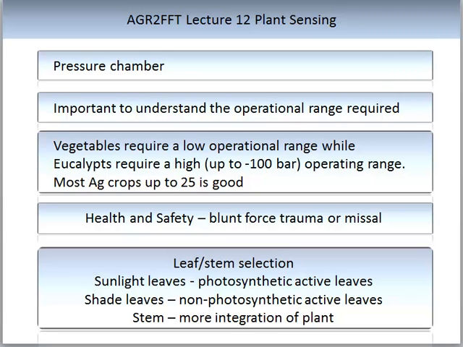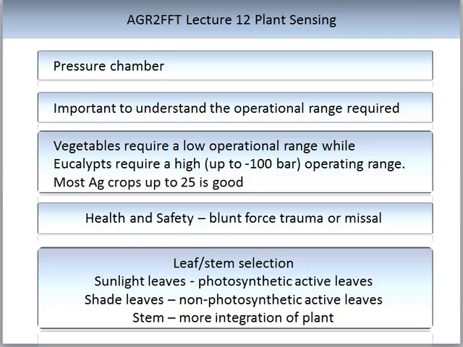From a health and safety perspective, one of the issues with this particular sensor is that it can cause blunt force trauma or missile. That is because it is under pressure, hence the nickname pressure bomb. If the lid is not correctly attached to the vessel, then under this pressure, as the gas enters the unit, it can fly off and do some considerable damage. Care must be taken to ensure that the lid is correctly placed on before gas or operation is conducted.